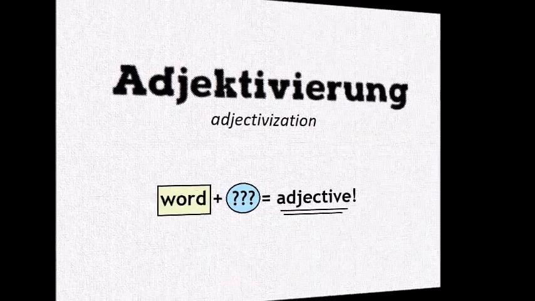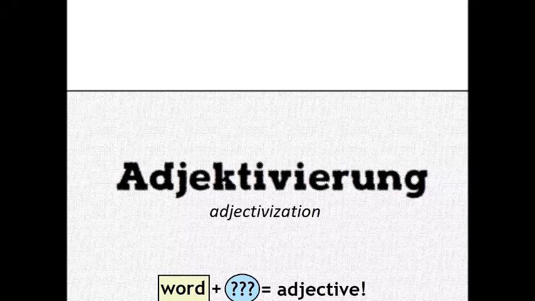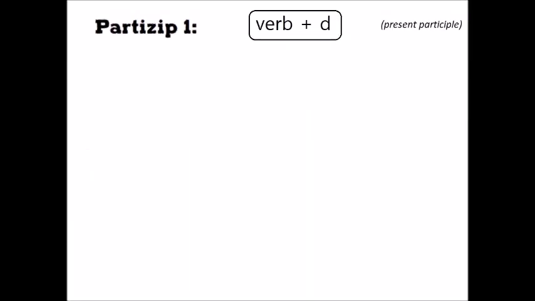In this video we'll be looking at adjectivization, so how to turn other word types into adjectives in German. Before we look into that, let's cover participles first, because they are part verb, part adjective, just like in English. You can turn verbs into a kind of adjective by using the participle grammar.